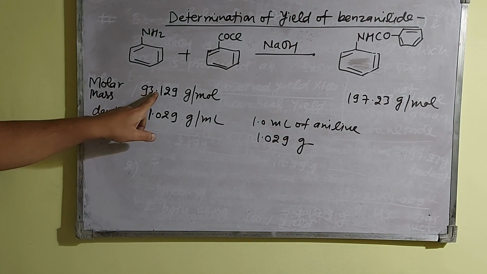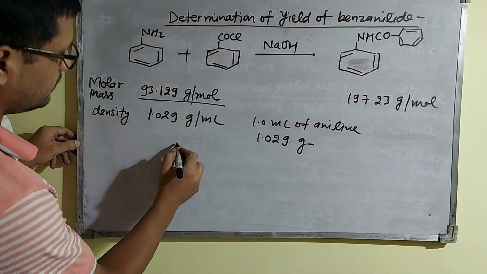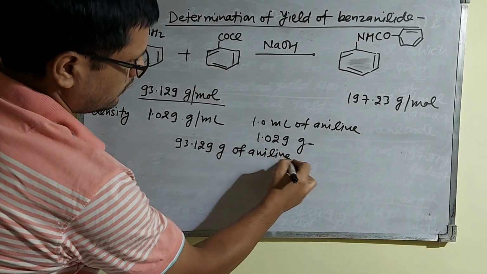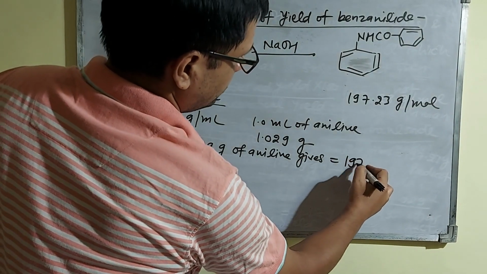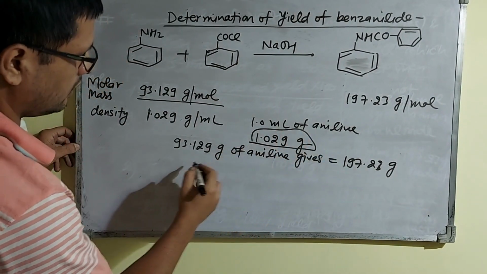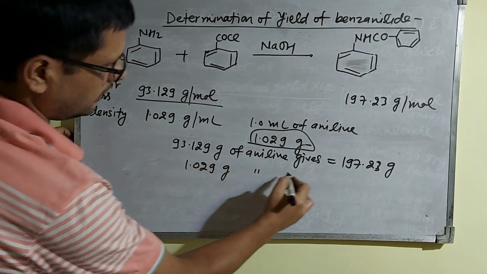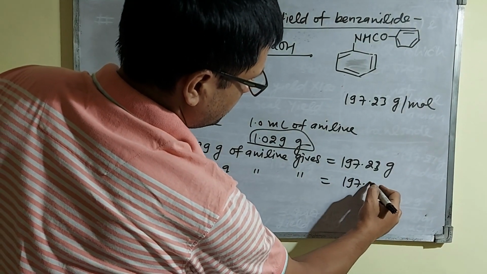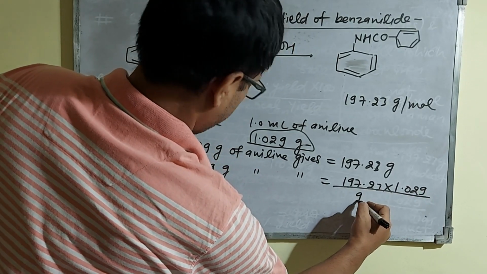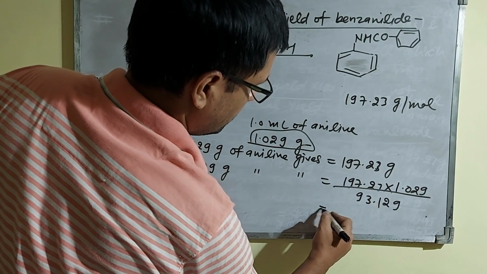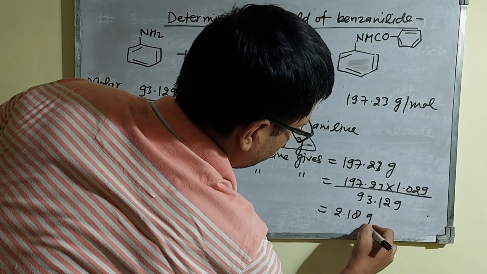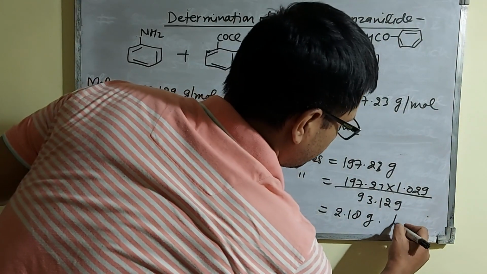So now we have to do the calculation for 100% yield. So 93.129 gram of aniline gives 197.23 gram of product. So now 1.029 gram of aniline will give you how much product. So that will be 1.029 divided by 93.129, multiplied by 197.23. So it is coming out to be 2.18 gram. So now this is your 100%.